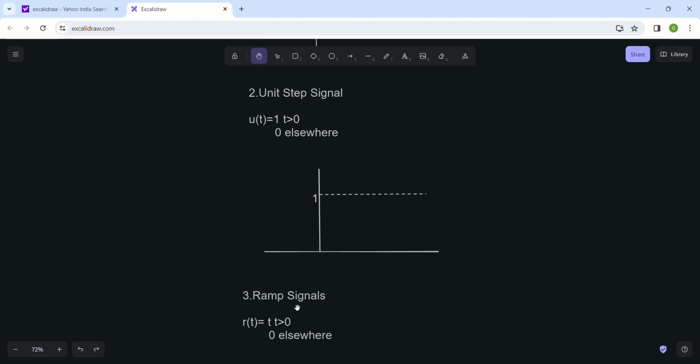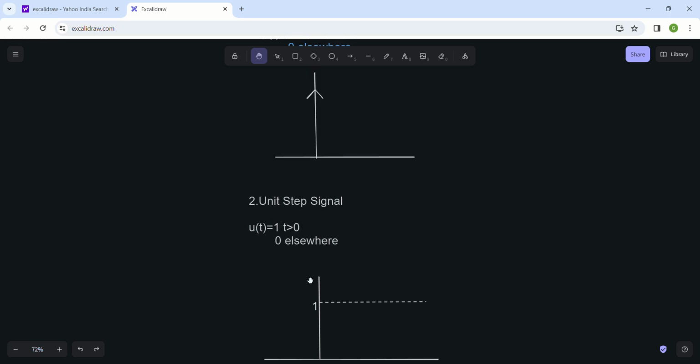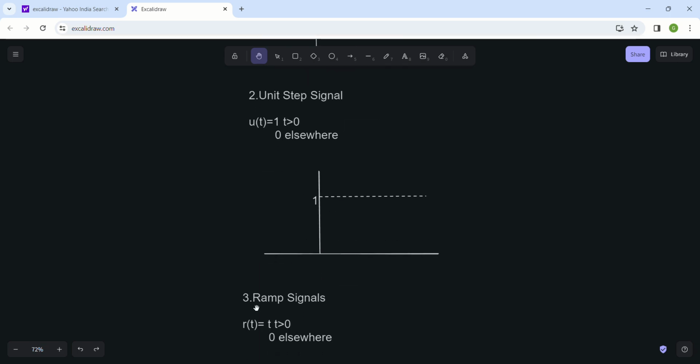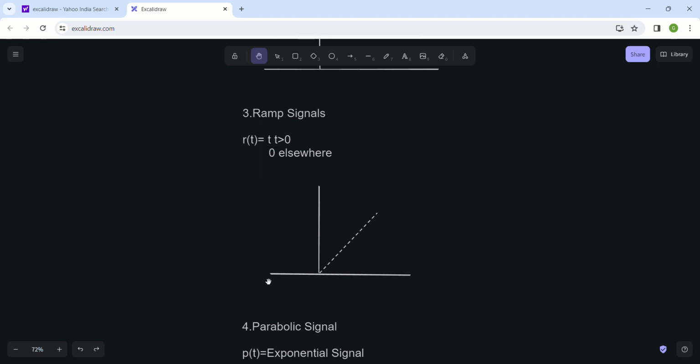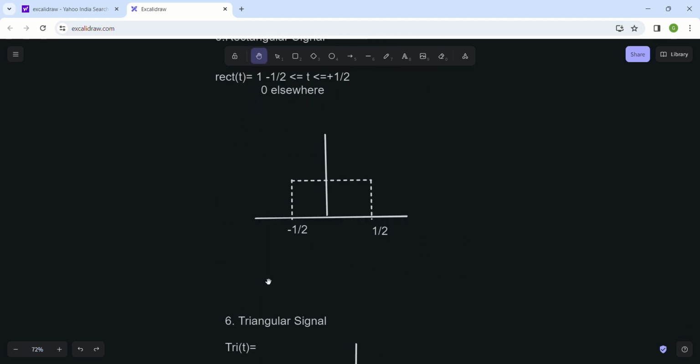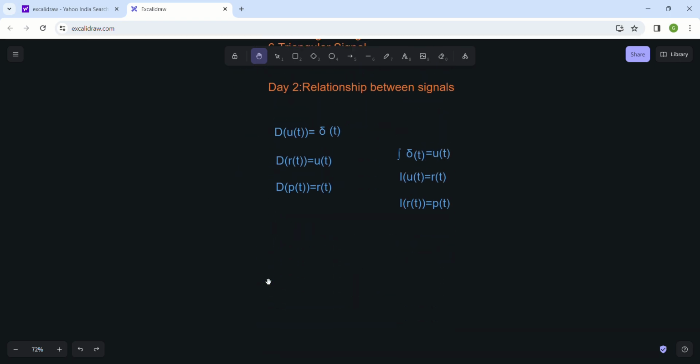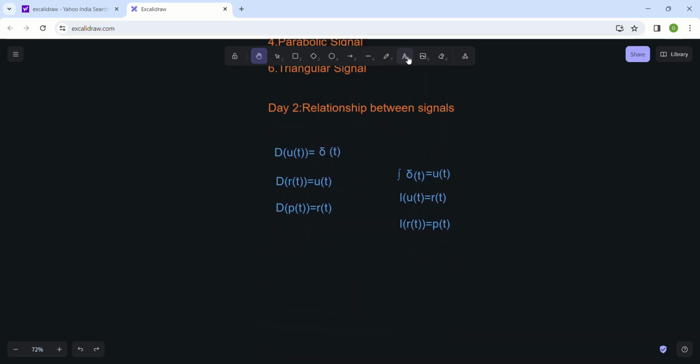Ramp signal is there. How can we convert unit step signal to ramp signal? We are increasing here 2, here 3. That means increasing, that means integration. Same ramp signal is there, unit step signal is there. How can we convert ramp signal to unit step signal? By decreasing 3, 2. Decreasing means differentiation, like that parabolic signal to ramp signal. These are the relations between the signals.